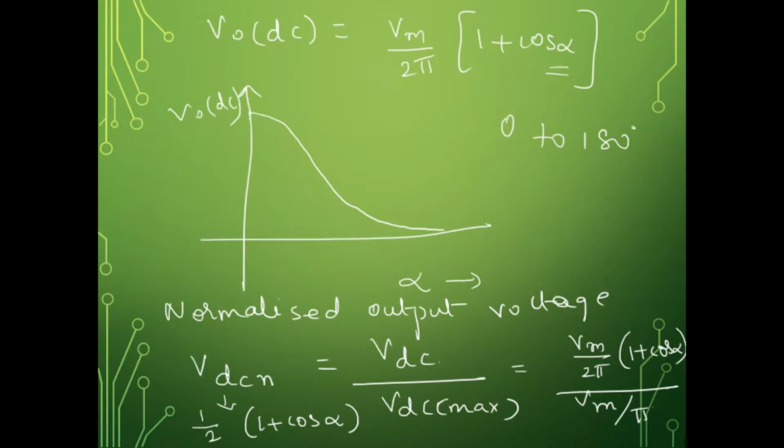Next let us derive the expression for the RMS value of the output voltage. We have seen the average value, next we'll see the RMS value.